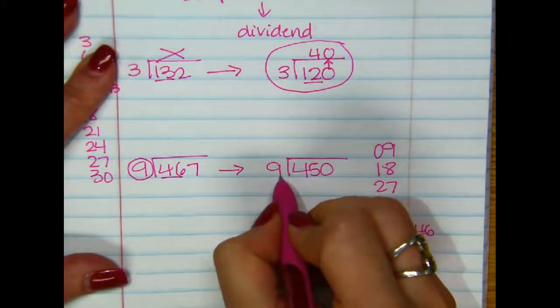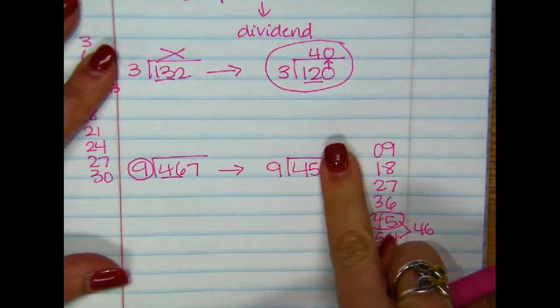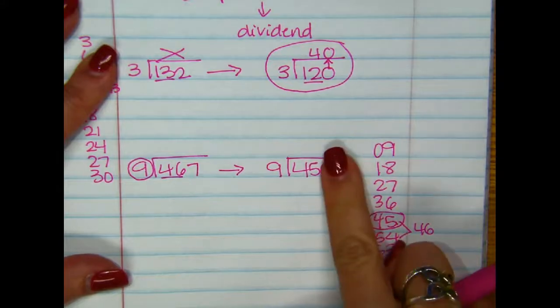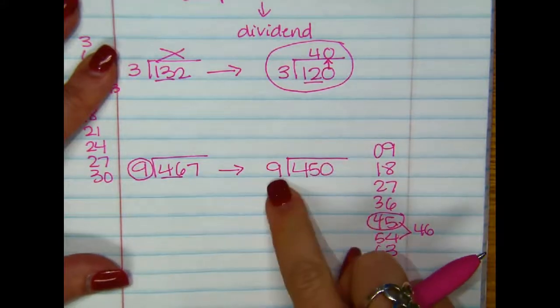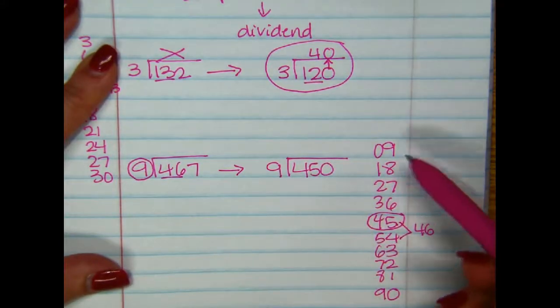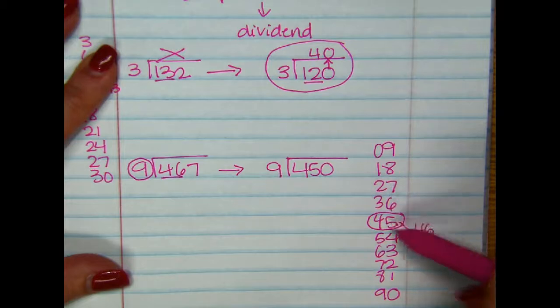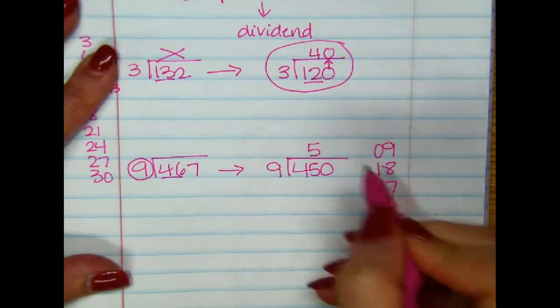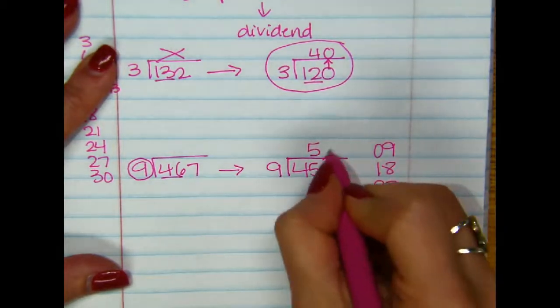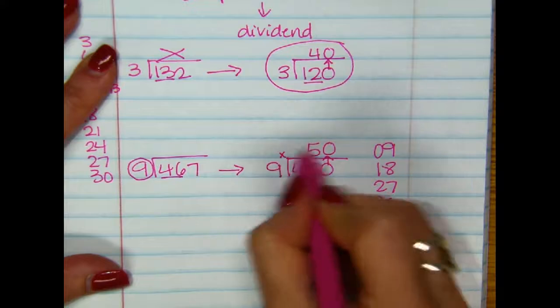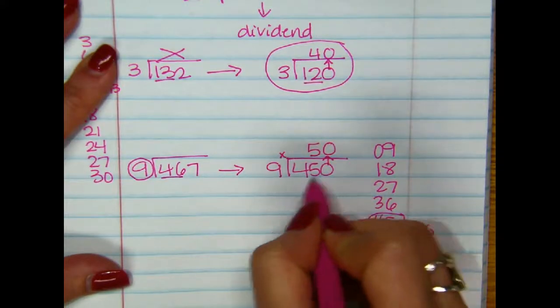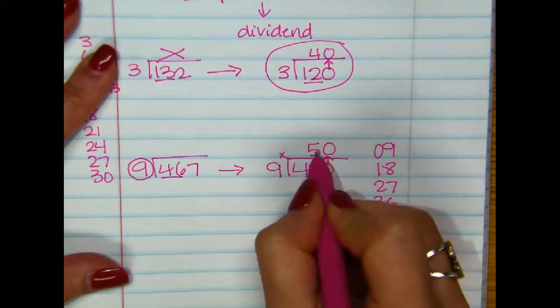Now let's divide that by 9. Again, we practiced these with zeros. Let's look at the basic fact. 45 divided by 9 we know is 5: 1, 2, 3, 4, 5. So let's write our 5 up top and our 0 comes up. So we know that 9 times 50 is 450. 450 divided by 9 is 50.